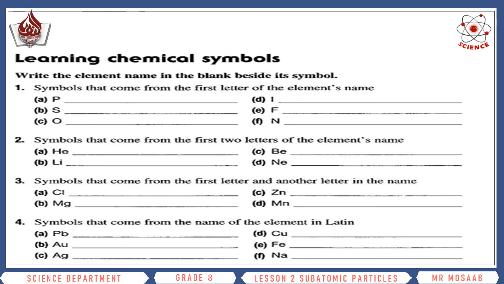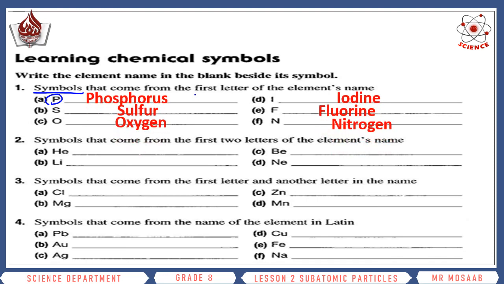Last question here. We said before that we have symbols for each atom. Each atom is represented by symbols. So those 6 symbols, 6 letters for elements, come from the first letter in the element. For example, P is phosphorus, S is sulfur, O is oxygen. So those atoms or elements are represented by symbols that come from the first letter of the element's name.